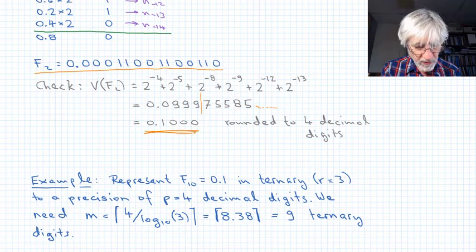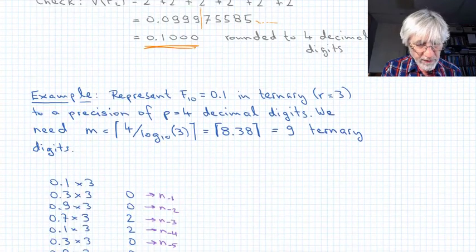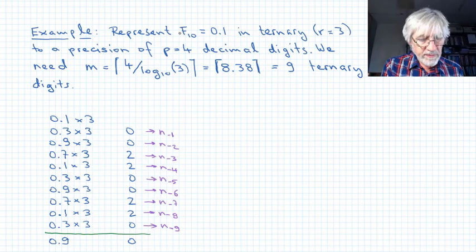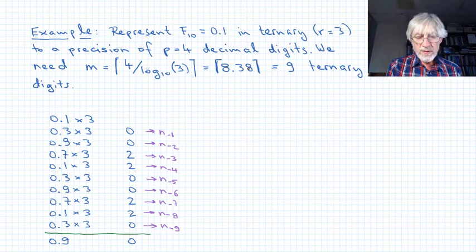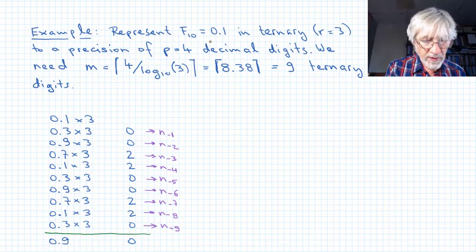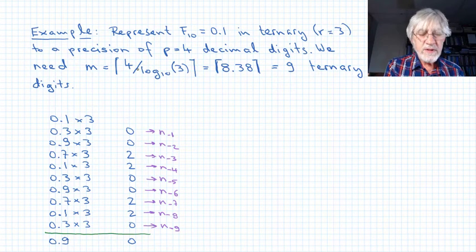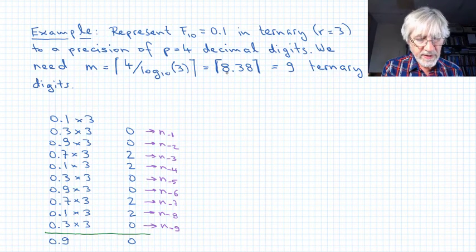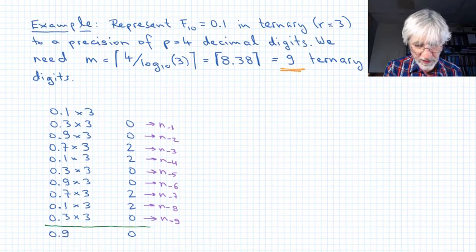Okay, so now let's go and try the same thing for a ternary number. So we want to take again f10 equal to 0.1, the decimal 0.1, and now represent it in ternary. We compute how many ternary digits that we need if the precision of 4 decimal digits is required. So we have 4 divided by the log 10 of 3. That gives us 8.38. We take the next highest integer, that's 9. So we're going to need 9 ternary digits for this.